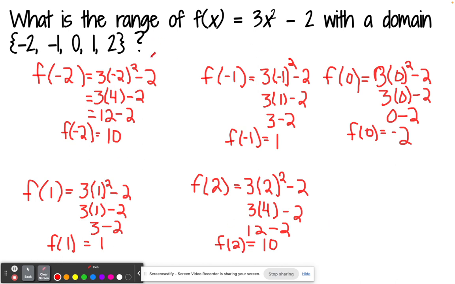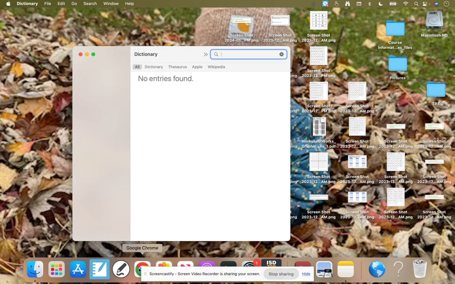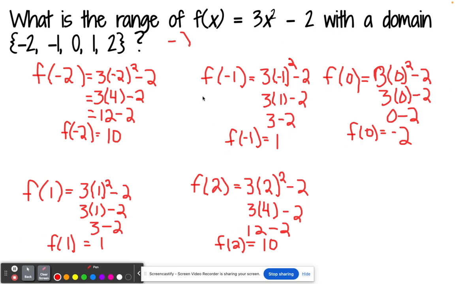So, to answer the question, what's my range? My range is, I'm going to put them in order, negative 2, 1, and 10. So for this domain, negative 2, negative 1, 0, 1, and 2, I get negative 2, 1, and 10. That's my range.